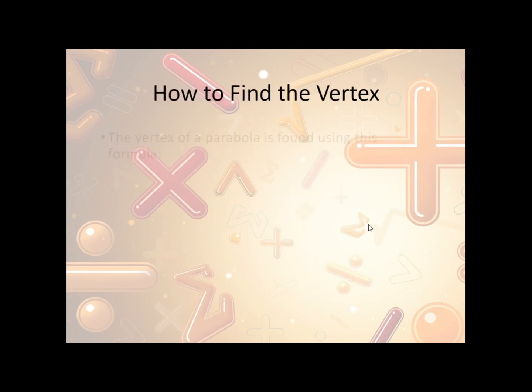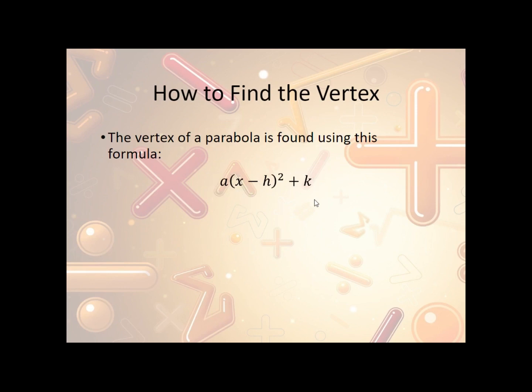Now, how do we find the vertex? The vertex of a parabola is found by using this formula: a times (x minus h) squared plus k. Now, this should look pretty familiar because this is basically the completing the square of a quadratic. So the h value is the x coordinate.